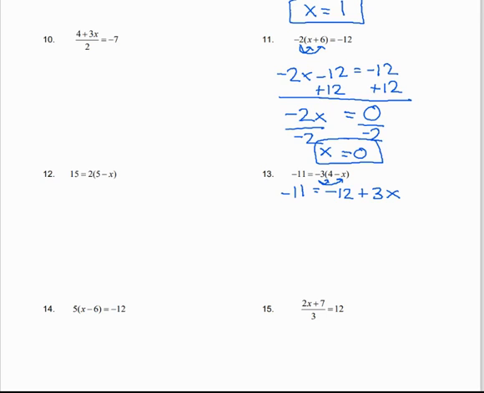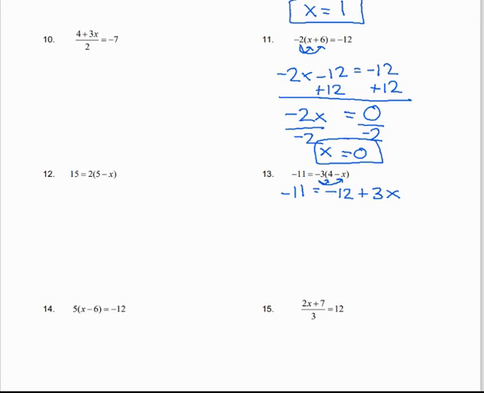Wait, can you say why it's positive again? Why it's positive 3x? Yeah. Because a negative 3 times a negative x, right? Same signs make a positive answer. Okay.